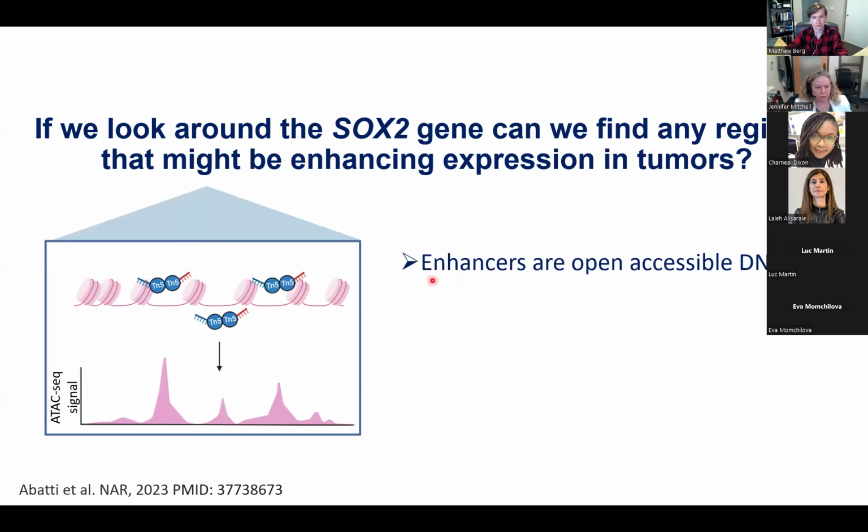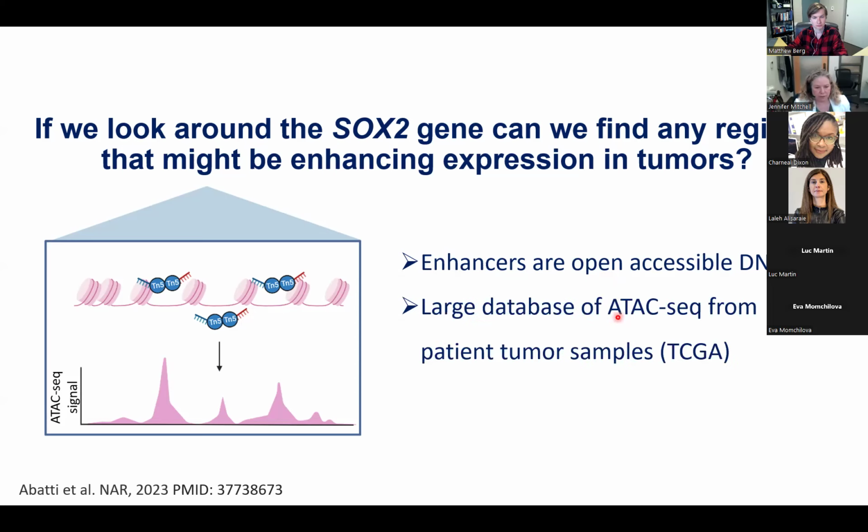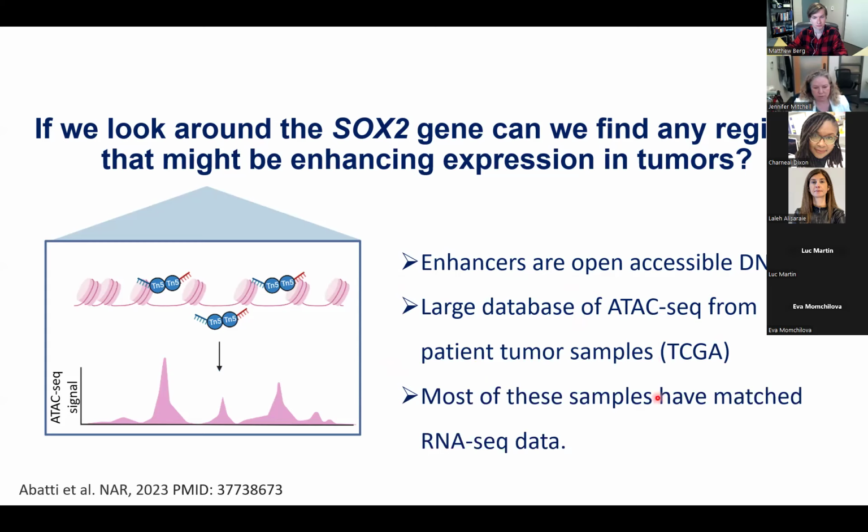And I've told you a few times that enhancers are more accessible open DNA. There's an assay called Assay for Transposase Accessible Chromatin, or ATAC-seq, that you can use to identify these more accessible chromatin regions. It's a genome-wide assay. And there is a large database of patient tumor samples that have been subjected to ATAC-seq, and most of these samples have matched RNA-seq data, so we can compare chromatin accessibility and gene expression.